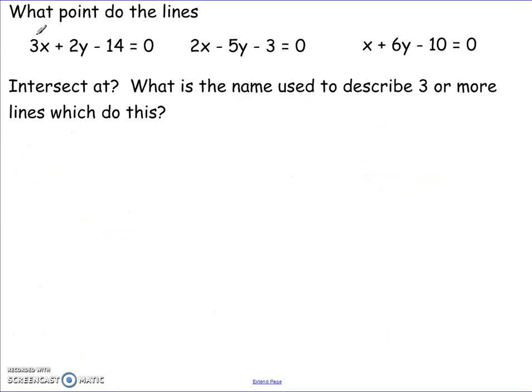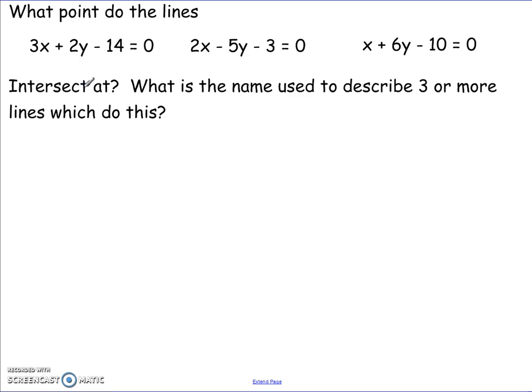Let's look at this one. So what point do these three lines intersect at, and then what is the name used to describe three or more lines which do this? Well, what we can do to find the point where the three lines intersect is find a point for two of them and then check it works for the third. If it works for the third, then all three of them intersect at that point. Doesn't matter which pair we choose.